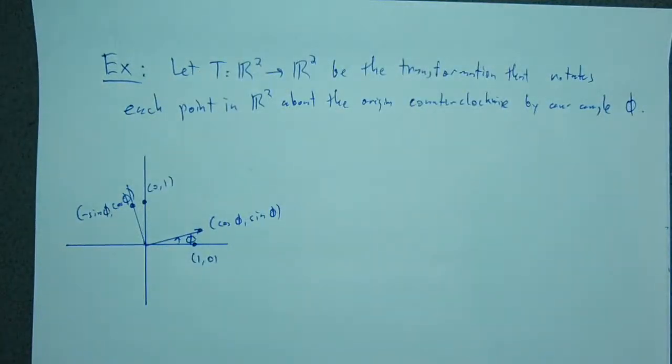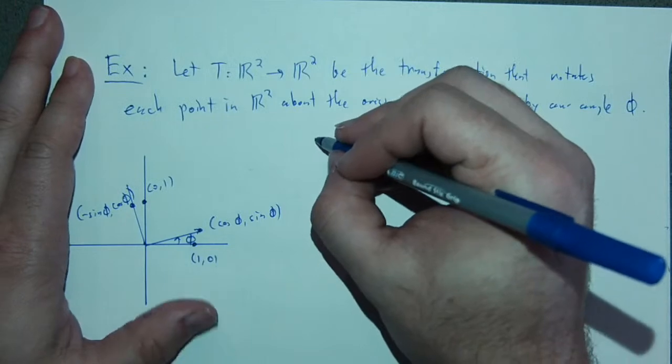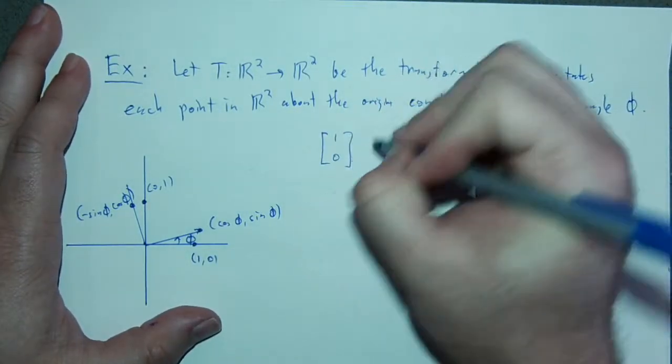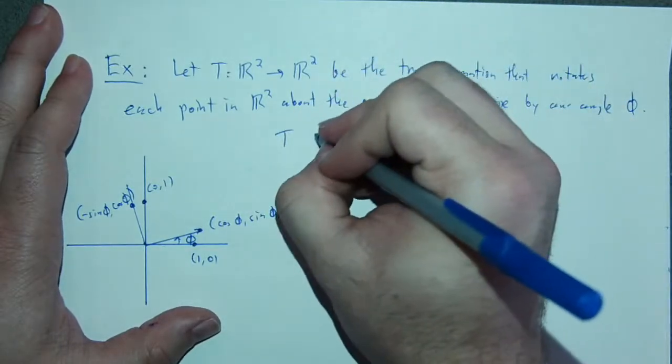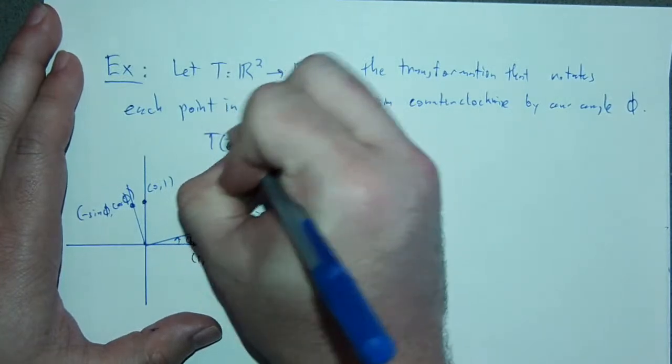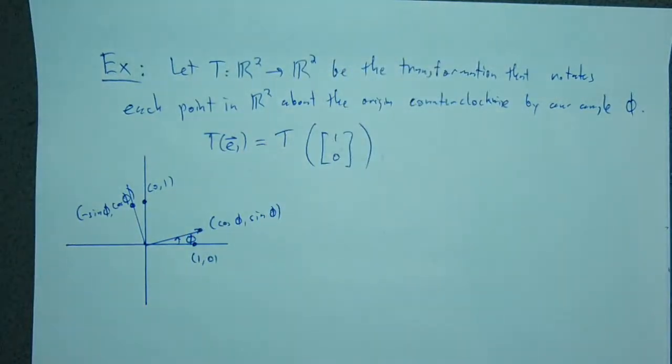Right. Why am I doing this? I'm trying to see how these points are going to get transformed here, right? I want to see how these things get moved from one to the other, right? So what does 1, 0 rotate into? So what is T of 1, 0, right? This is T of e sub 1 here. So what is T of 1, 0?